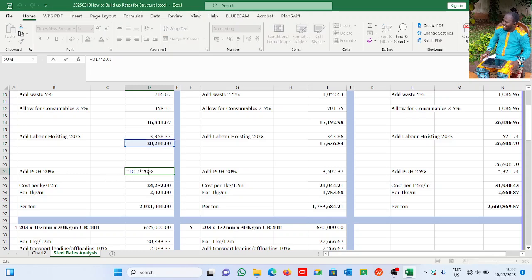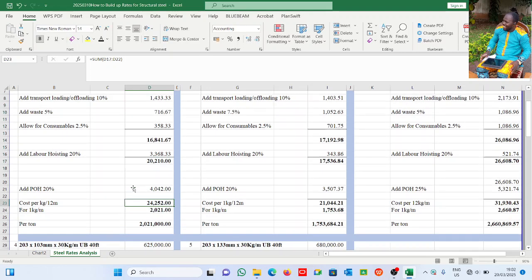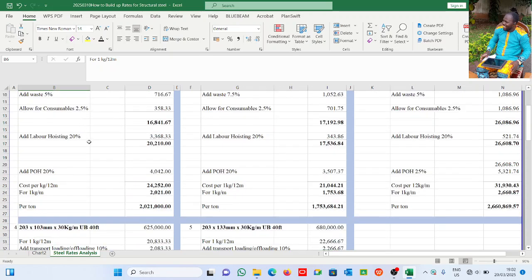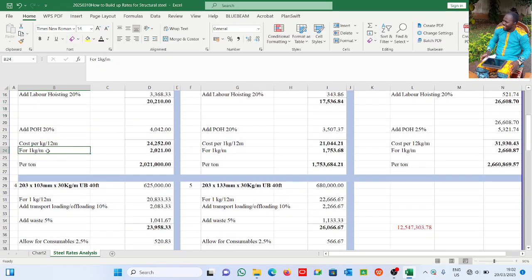All right, at 20% profit and overhead, I have 4,042 naira, which is this. If I add them up, I have this. But remember what I did here. I was only doing it for 1 kg, but still per 12 meters. Now if I want the cost per kg per meter, I divide by 12. Now I have it for 1 kg per meter. Of course, if I want to have it per ton, you just multiply by 1,000.